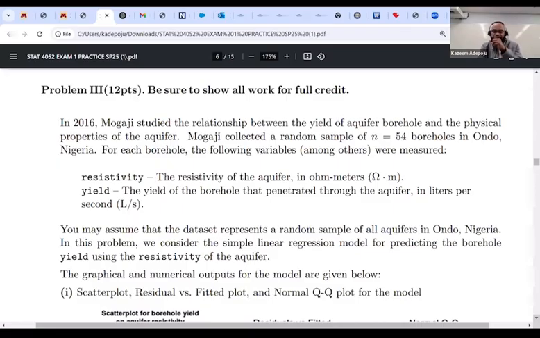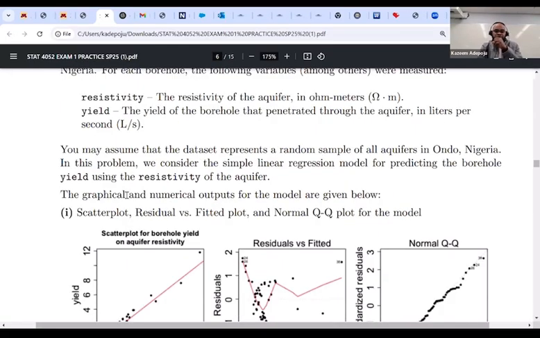Now, after that, take a look at this. You may assume that the data set represents a random sample of all aquifers in Ondo, Nigeria. In this problem, we consider the simple linear regression model for predicting borehole yield using resistivity. Please pay attention. Now, the graphical and the numerical output for the model are given below.